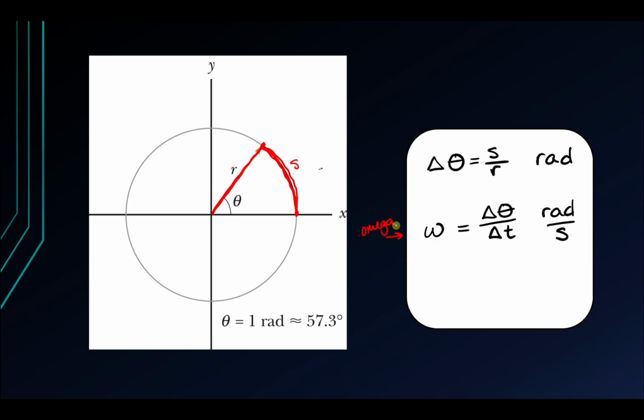Just like we had displacement, velocity, and acceleration, we have angular displacement, angular velocity, and now angular acceleration. This is the Greek letter alpha. It represents our angular acceleration, and this is just our change in angular velocity over a change in time, and it has units of radians per second squared. So the relationship between these is still the same, but now instead of displacement, we have angular displacement.